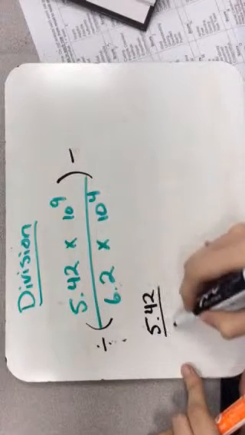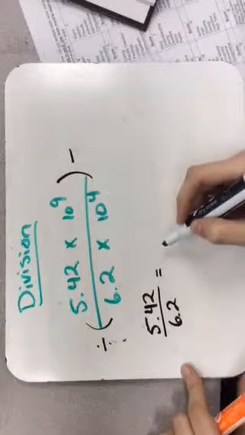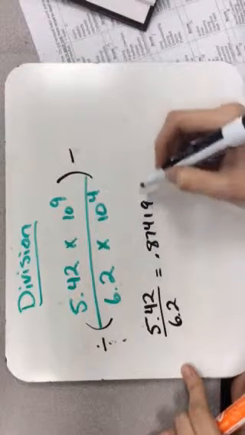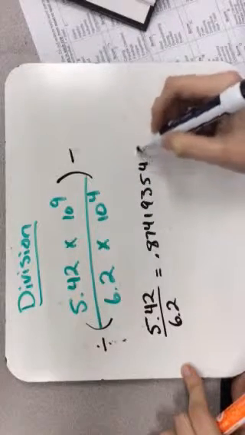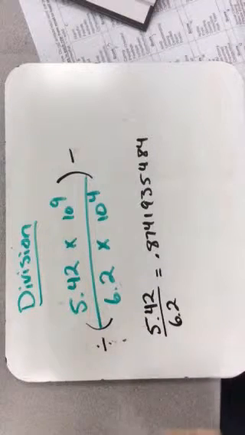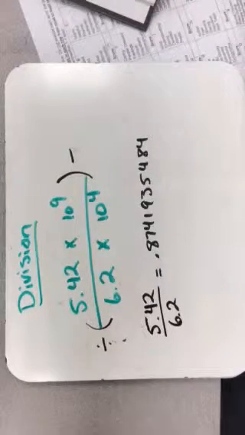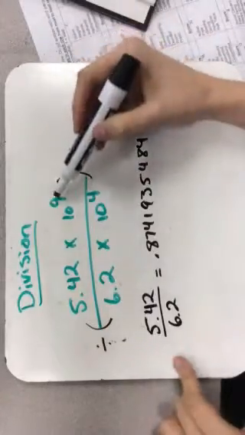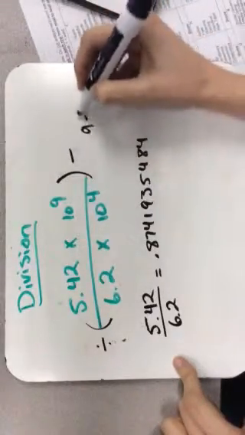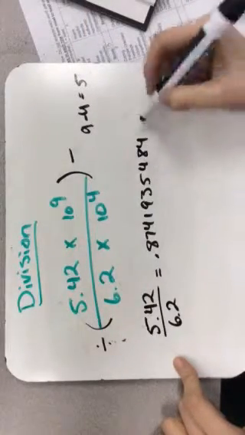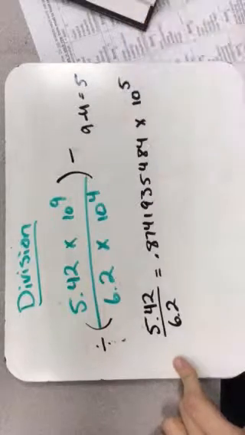So 5.42 divided by 6.2, if you do that in your calculator, you should get about 0.8741935484. Now that is a pretty ridiculous number, but that is what your calculator will give you. Notice how many sig figs there are. We will definitely have to change that, but you don't change that until the very end. So we've got our coefficient. To figure out our exponent, you do 9 minus 4 equals 5. So it's going to be this coefficient times 10 to the 5th.